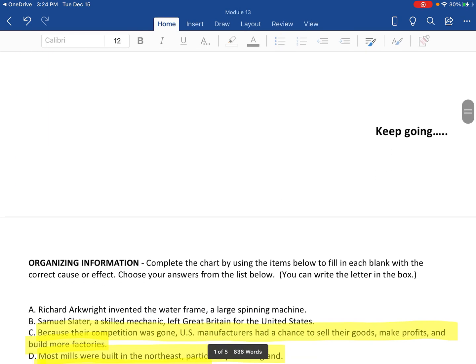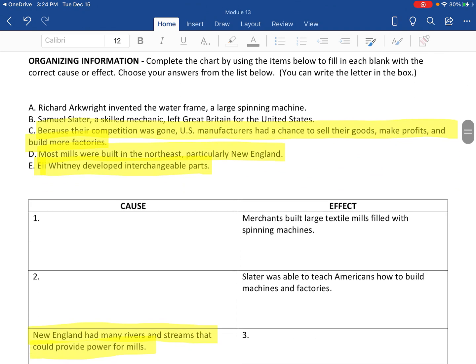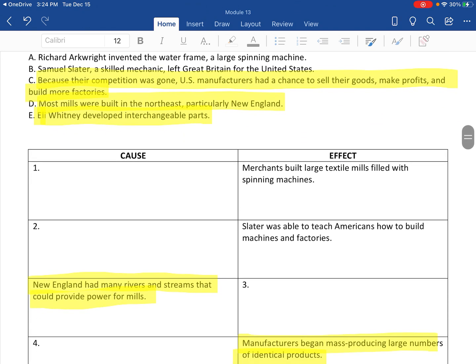You were also asked to do the second page of this, which is a chart where you are organizing information to show cause and effect. I've highlighted the material that will be on your test at the end. You can press pause if you want to take time to highlight that stuff as well.